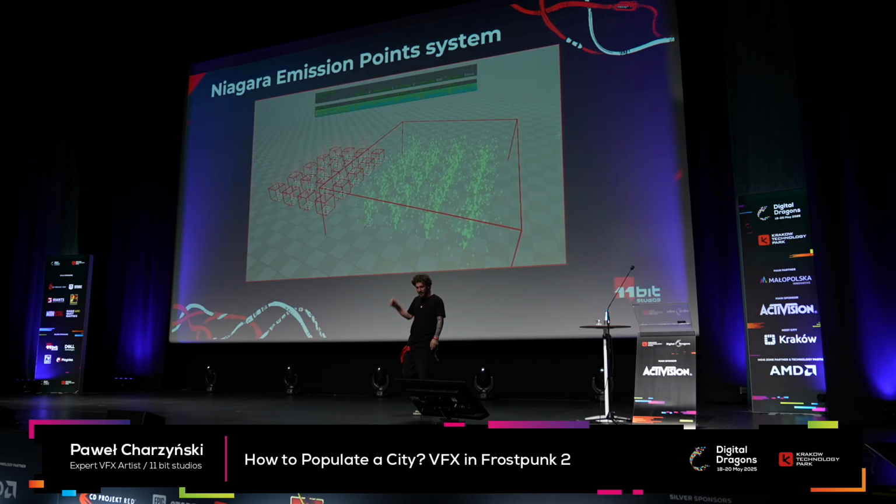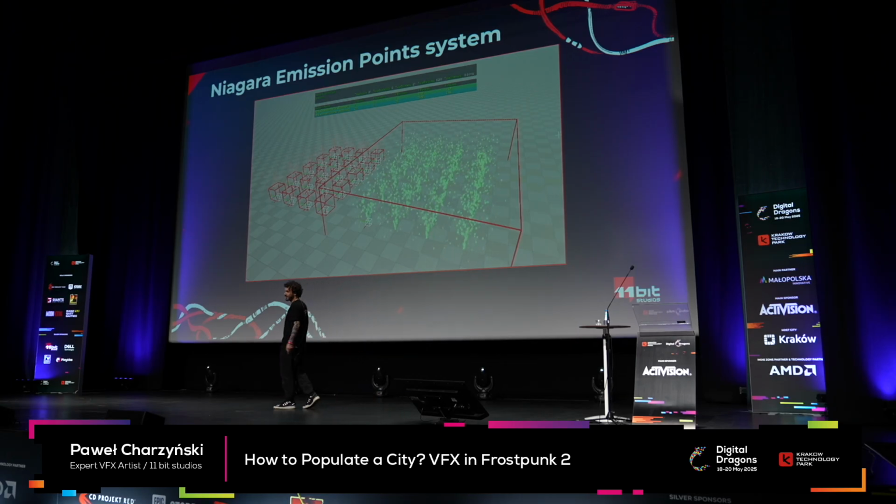So about the Niagara emission points. Basically, the fewer systems you have on a level, the better. So in Frostpunk 2, you can place the district extraction, for example. There's a lot of smoke from coal, from factories, but there's also smoke coming from housing districts, for example, just because there are chimneys there and we want to make them feel more alive.